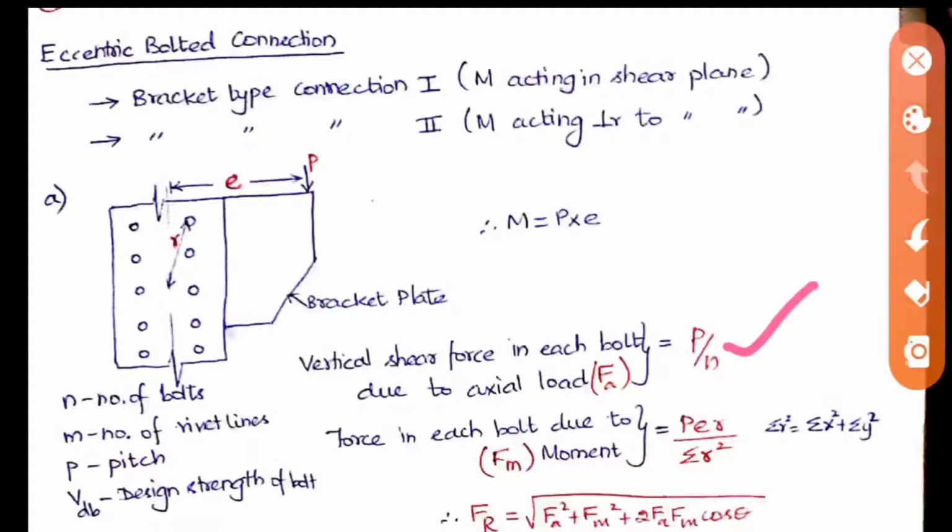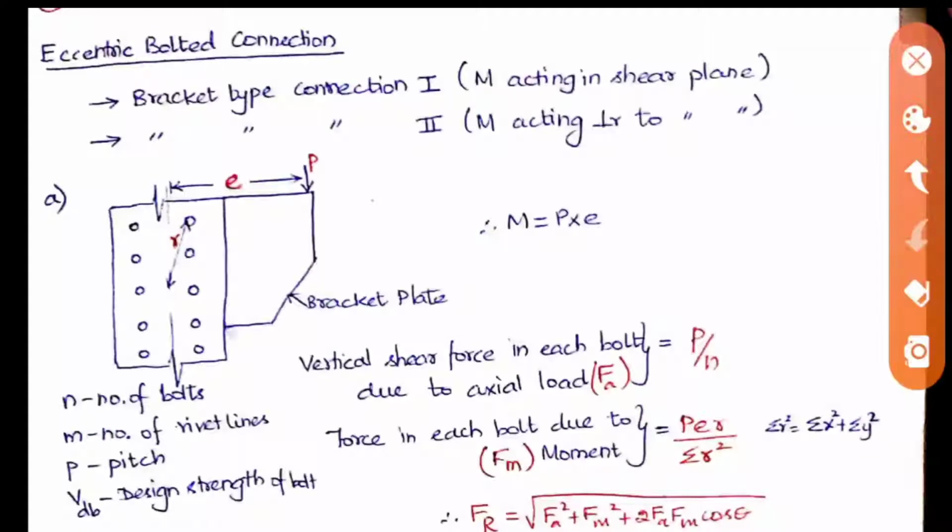The second one is Fm, the force in each bolt due to the moment. The moment is P into e, and the force is P e into r by sigma r square. What are r and sigma r square? If you take the first bolt, measured from the neutral axis, and this is a rectangular plate, so this will be the neutral axis, then the distance of that bolt from this neutral axis is mentioned as r. It differs for each bolt. So when you take one bolt, you multiply by that bolt's r value divided by the total summation of the r square values. That is the formula here.